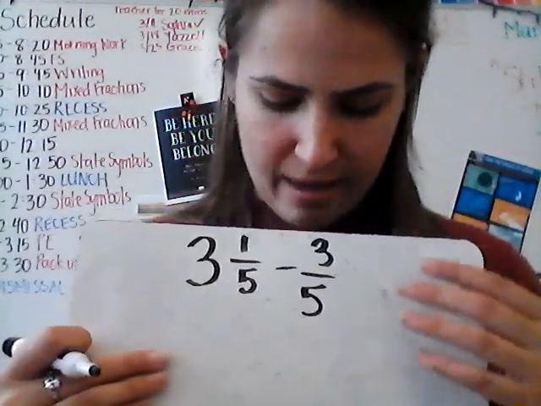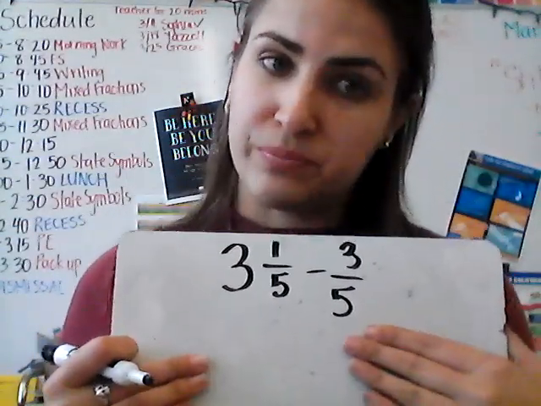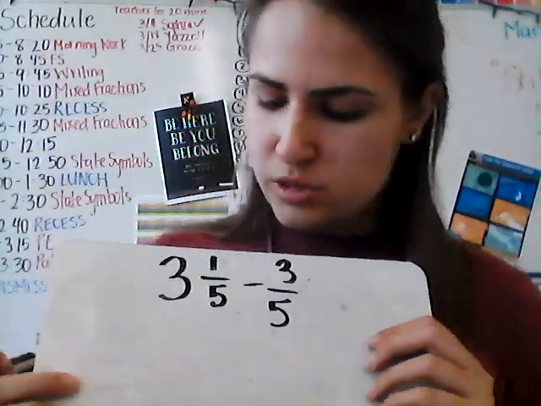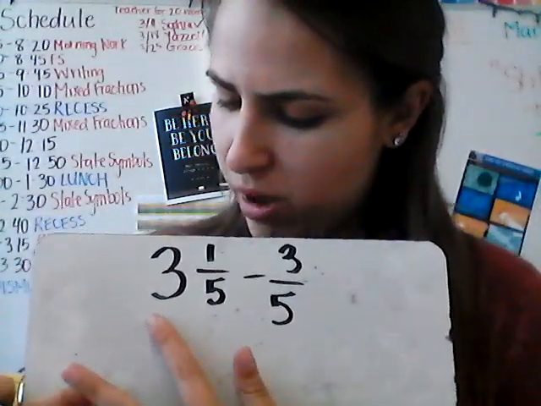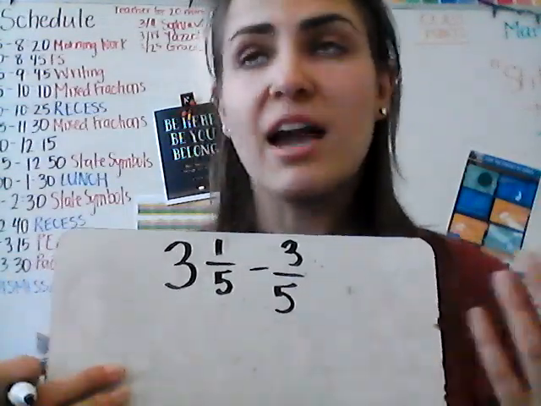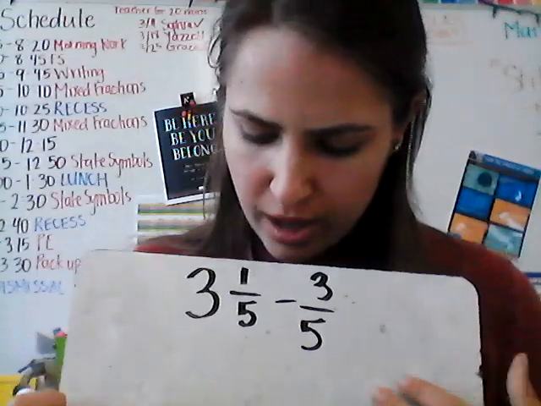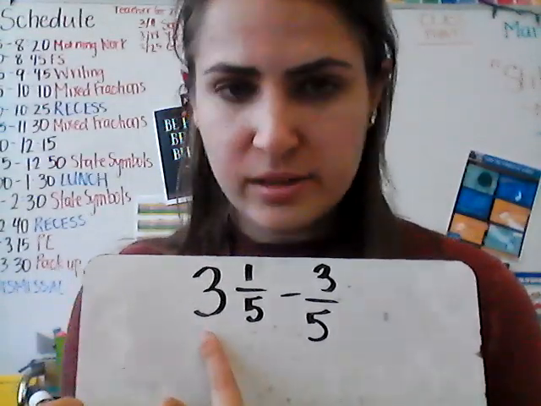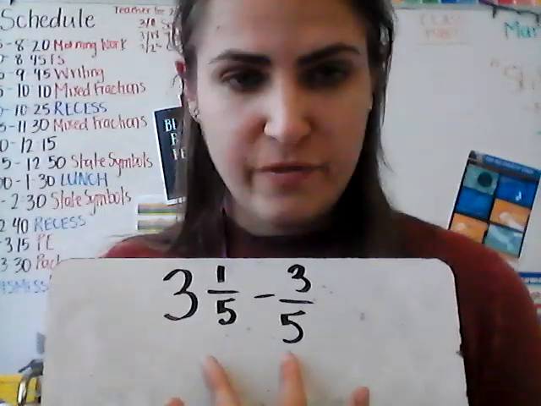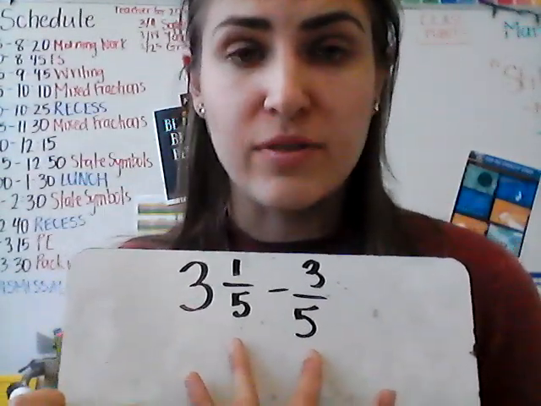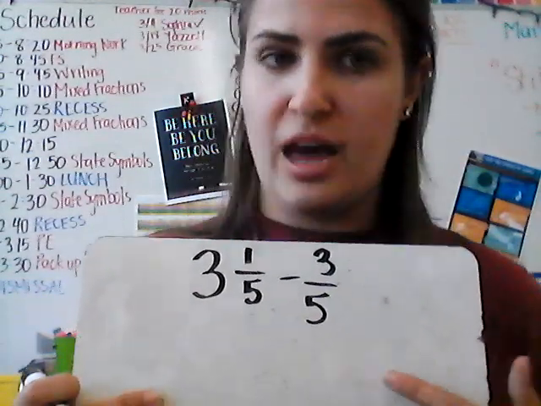So we have a mixed number and a fraction. And what we're going to do here is think about the like units. Right now we have ones and we have fifths. My first instinct is always to subtract the like units first. We don't have any ones here, so we're not going to subtract the ones. But we have fifths here, so we can start by subtracting the fifths. But we find that 1/5 minus 3/5, we cannot do that.